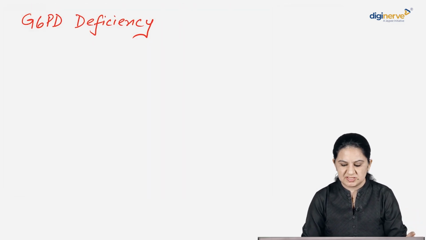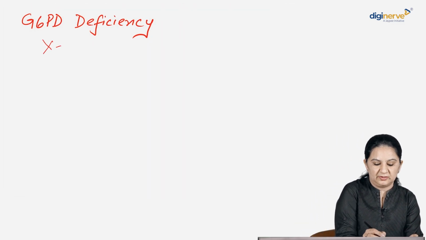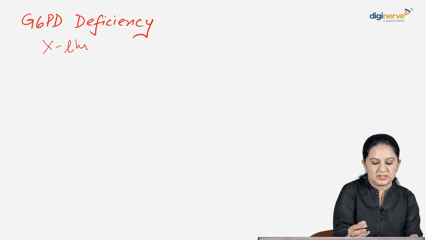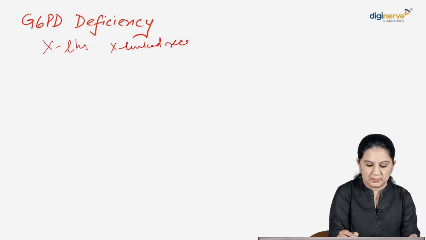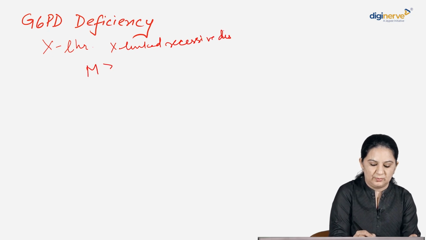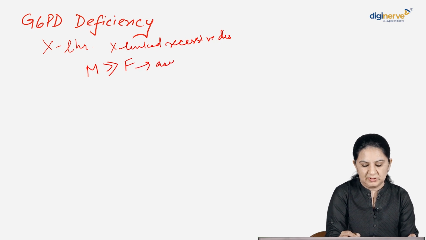So, coming to G6PD deficiency, the G6PD gene is located on the X chromosome. Therefore, it's an X-linked recessive disorder. X-linked recessive disorder means, yes, males will be more affected than females, and females would be only asymptomatic or carriers.